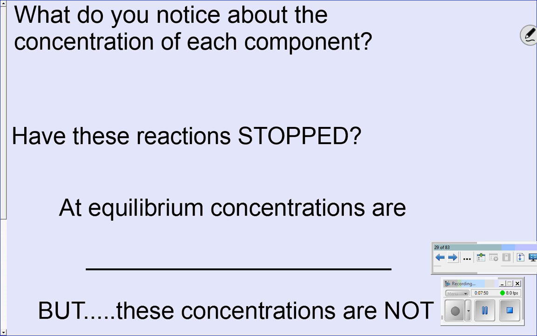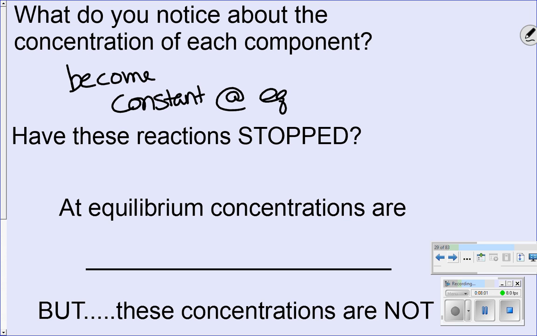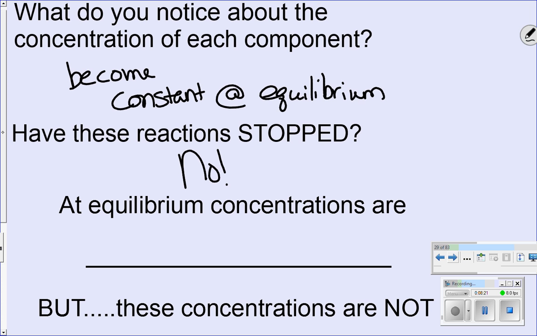So again, what's really important to notice about the concentrations of each component is that they become constant at equilibrium. They're not equal to each other necessarily. It could be, but not in this system, and not in many systems, but they are constant at equilibrium. Have these reactions stopped? No, they have not. SO2 and O2 continue to react and form SO3, and SO3 continues to decompose back into SO2 and O2.